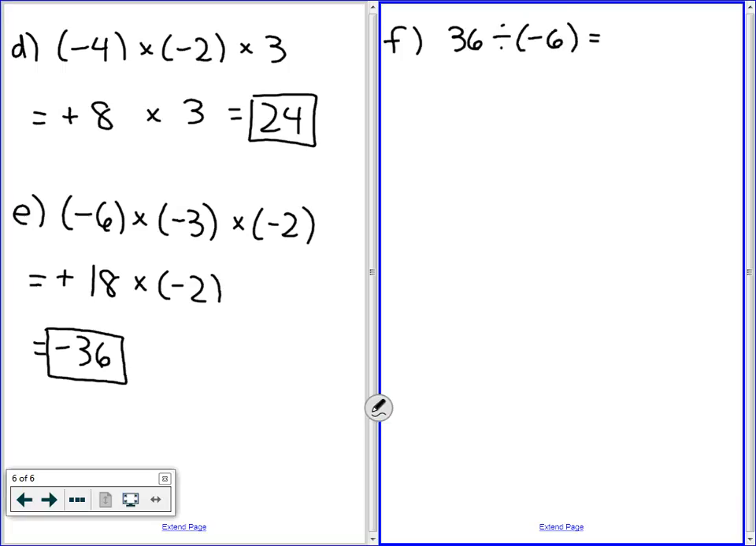Okay, dividing works the same way as multiplying as far as the signs go, right? The only difference is you happen to be dividing at the end. Now, that's a little divide sign, which is like a subtract with two dots around it.